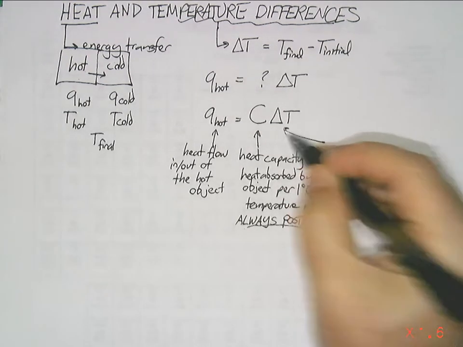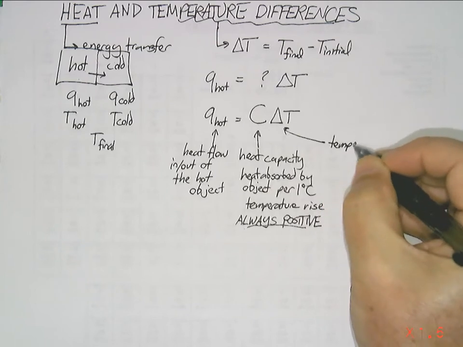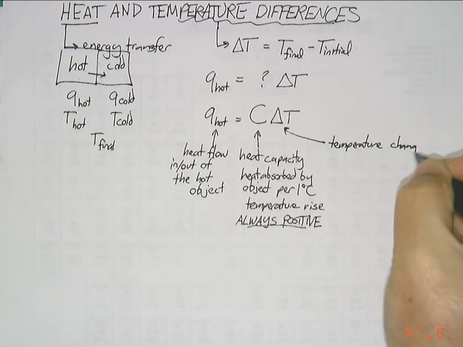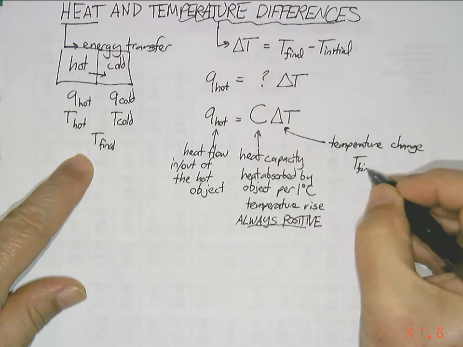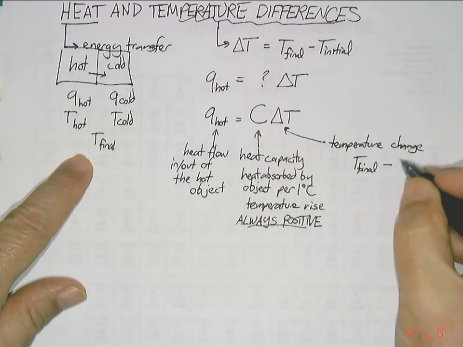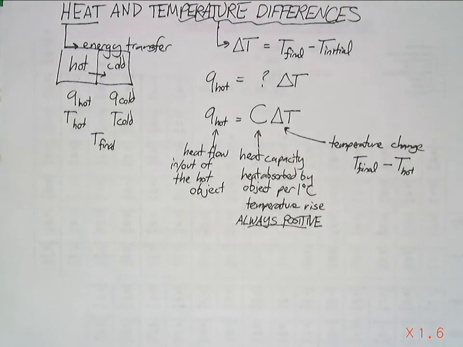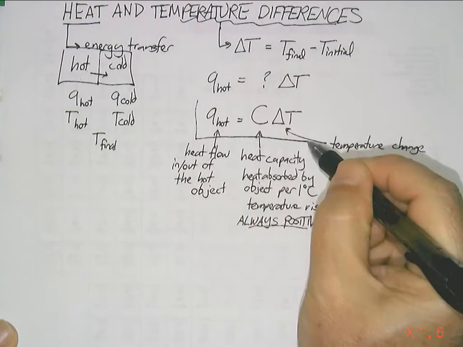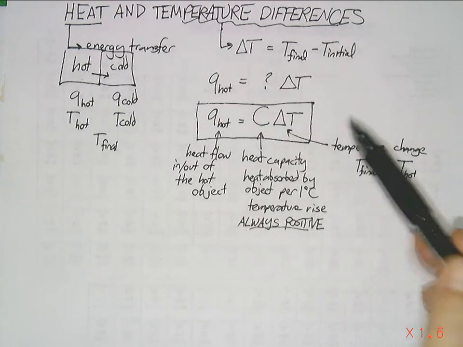And here's the temperature change. And it's going to be the final temperature that we've talked about over here, minus the initial temperature of the hot object in this particular case. Now, let's put a box around that. You know at this point in the course what that means.